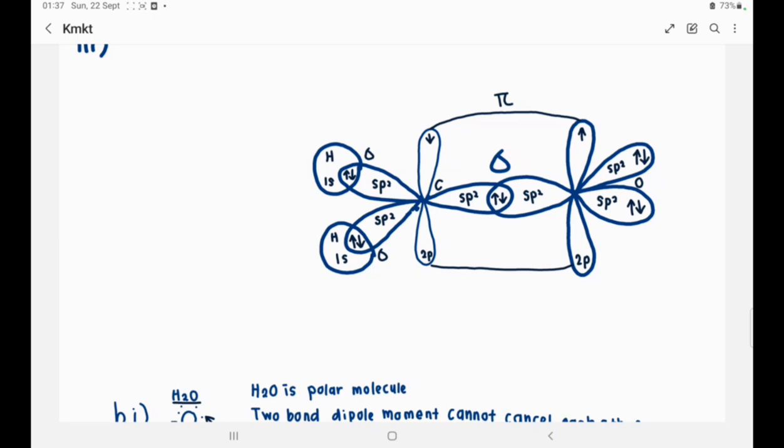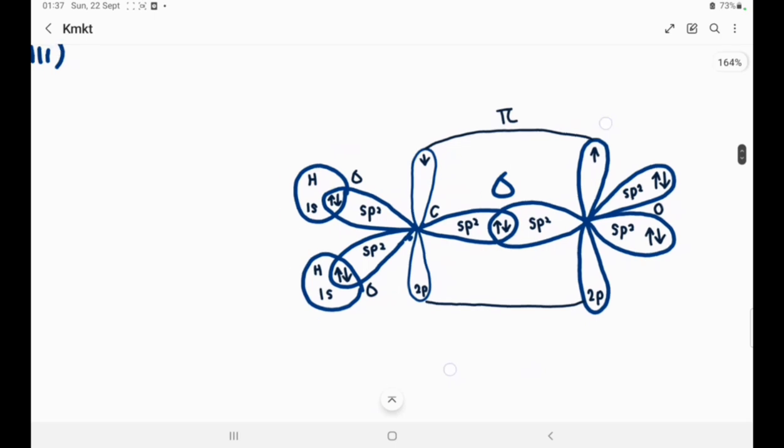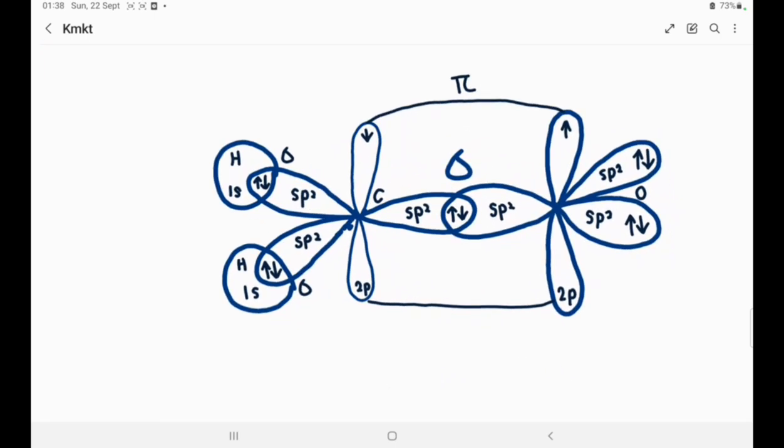The overlapping orbitals that I got look like this. And don't forget to put the sigma bond and also the pi bond. And don't forget to label which one is the carbon, oxygen, and hydrogen. And also don't forget to put each atom's hybridization.